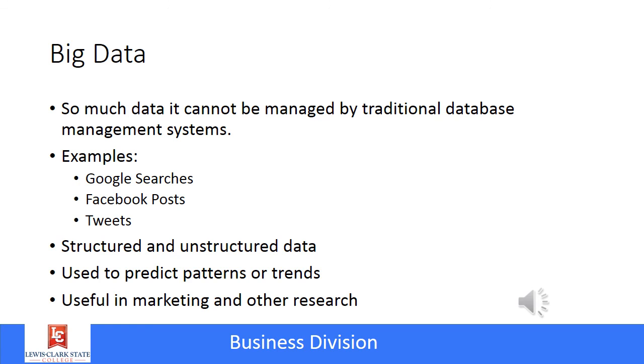Big data is such a large amount of data that it can't be managed by traditional database management systems. Big data might be structured like a list of transactions and orders placed in Amazon, but it could also be unstructured like Facebook posts or tweets or Google searches. And big data is used to predict patterns or trends, and it's very useful in marketing or other types of research.